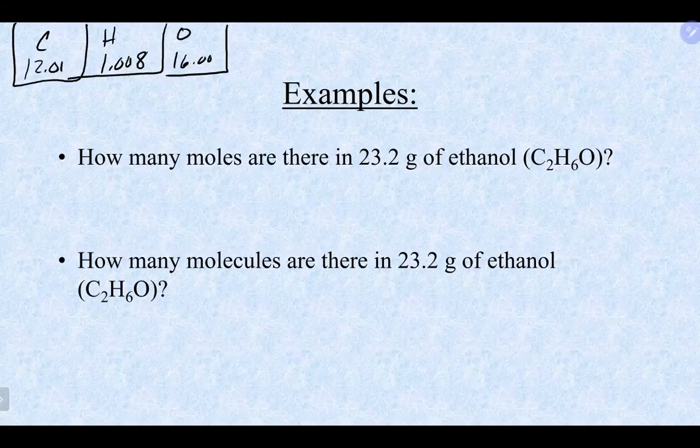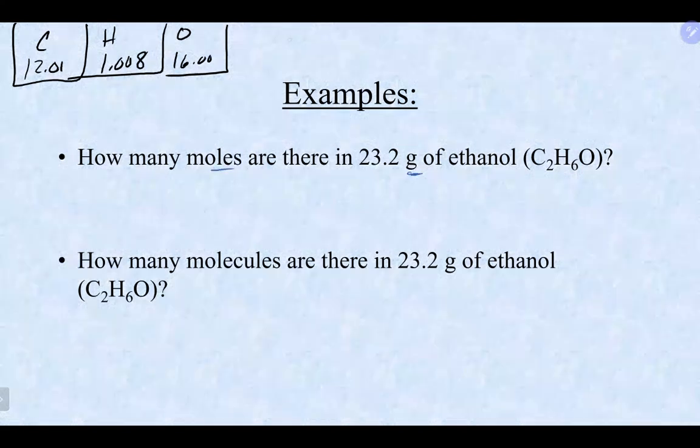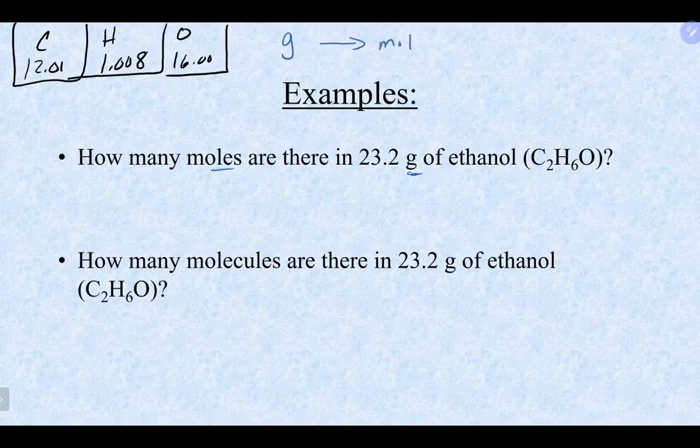So in the first one, we're starting with grams and we are going to moles. Remember that conversion is really our molar mass from the periodic table. For the second one, we're then going to go from moles to molecules. So remember that the moles to molecules conversion is really Avogadro's number. So that's our pathway to get us to the answer.